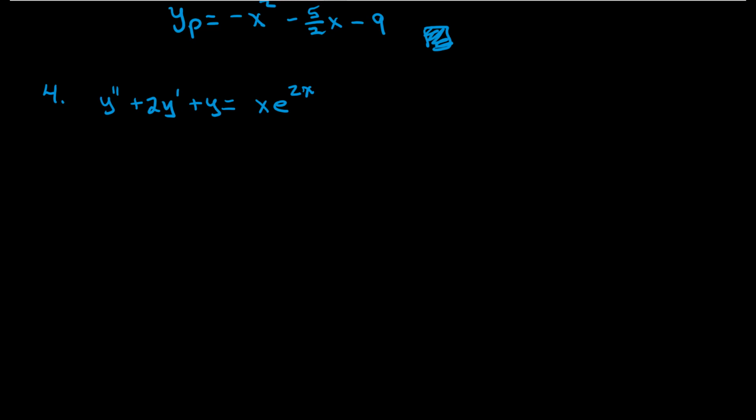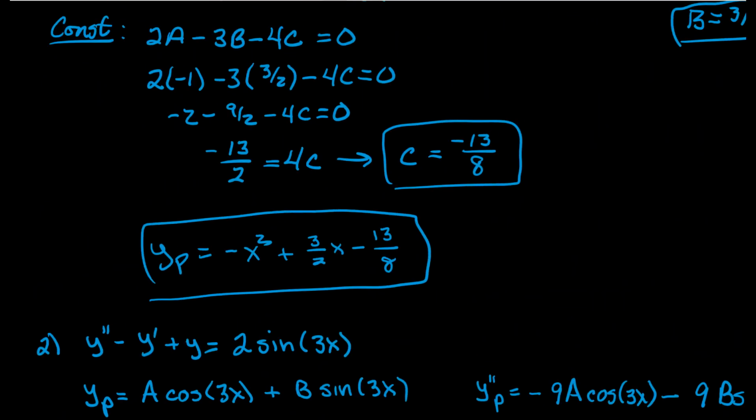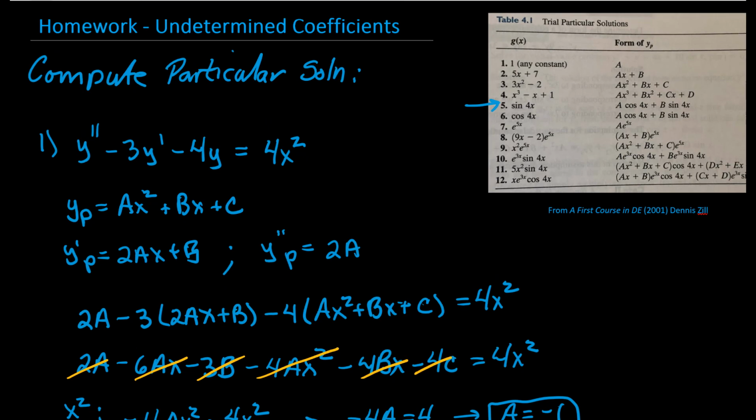Okay, so what we're going to first do here is take a look at what is an appropriate trial to run for our proposed solution here. We have x e to the 2x. Well, I'm going to make reference back to way up here, and let's see if we have anything up here that's going to work for us.